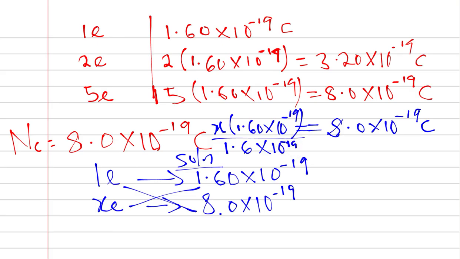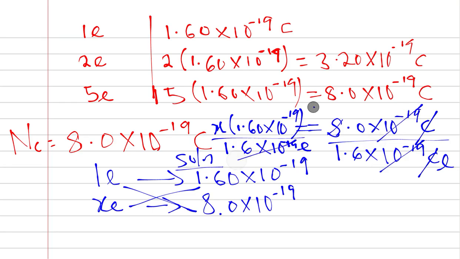So this one is divided by 1.6 times 10 to the power minus 19 coulombs. Don't forget, this is x electrons, so E is here. I want to show you the reason. You can see that C will cancel C here. 10 to the power minus 19 will cancel 10 to the power minus 19. Everything here will also be cancelled.